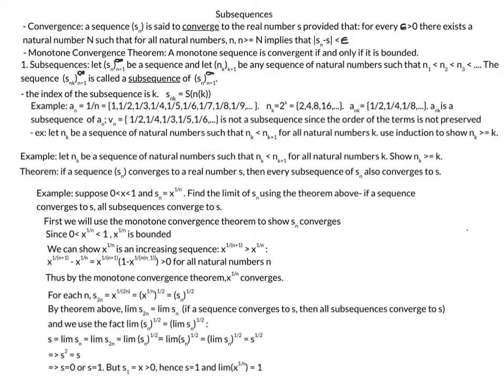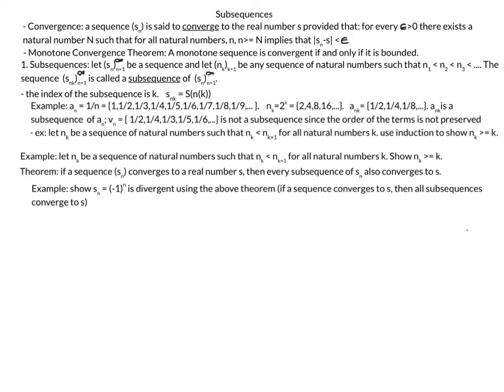But S_1 is equal to x, which is greater than 0, hence s is equal to 1, and the limit of x to the 1 over n is equal to 1. And this is kind of what you would expect, since 1 over n approaches 0 as n gets very large, so x to the 0 would be equal to 1. But of course, in this class, it's important you know how to derive it using theorems.